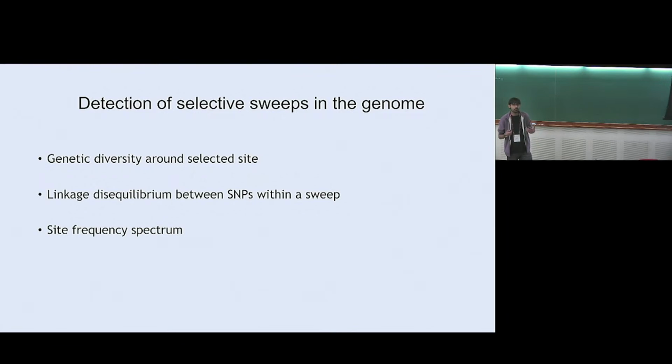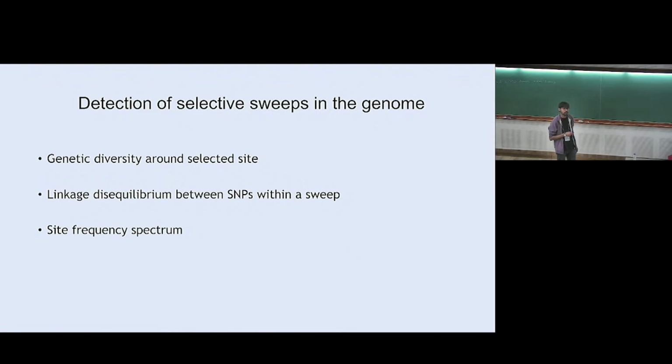You have to think of confounding factors, right? Selection is one reason why you would see a decrease in genetic diversity. Can you think of any other process which would lead to this signal?